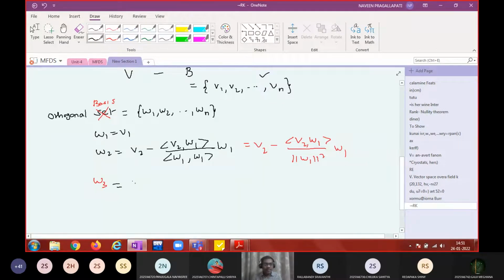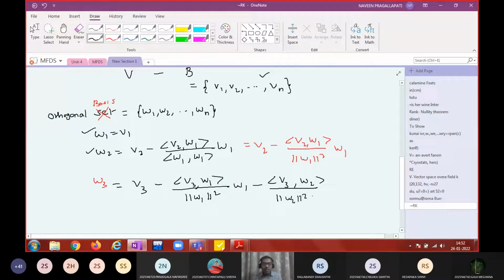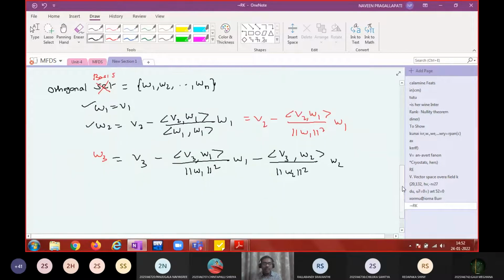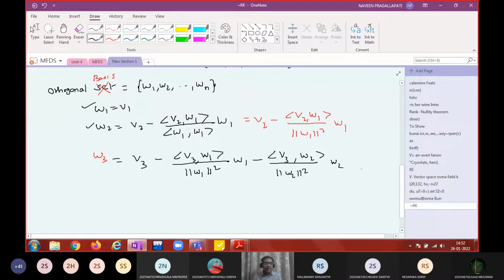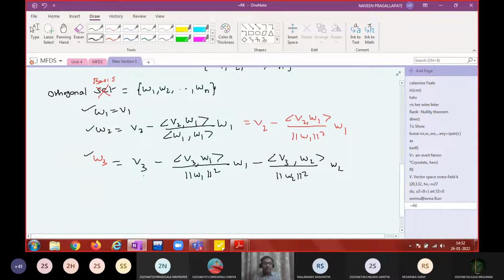w3 is nothing but v3 minus, you take the third element, minus inner product of v3 with w1 divided by norm w1 whole square into w1, minus inner product of v3 with w2. w2 is this one. Okay, divided by norm w2 whole square into w2. And this procedure can be extended to any number of elements. If you have 3 elements, you can write the formula up to this. If you have 4 elements in the basis, you can write the formula up to w4 and so on.